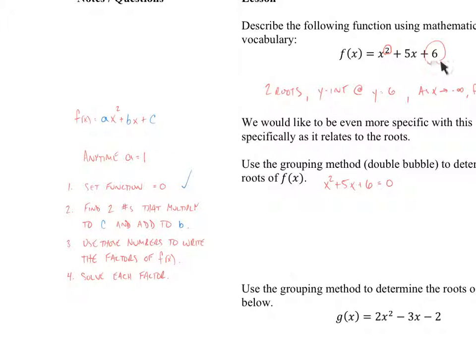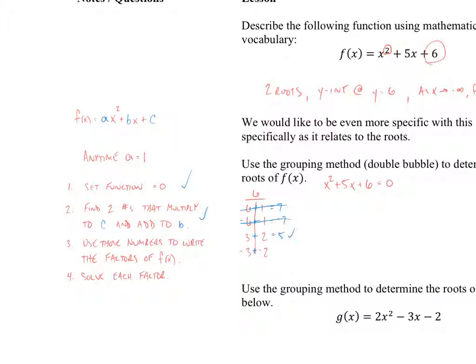Step 2 is to find two numbers that multiply to c, which in this function is 6, and that add to b. So what I usually do is I make a list of all the numbers that I know that multiply to 6. That could be 6 and 1, negative 6 and negative 1, 3 and 2, or negative 3 and negative 2. But what I want to find out now is which of these pairs, if I add them, will also give me 5. 6 plus 1 is 7. That's out. Negative 6 plus negative 1 is negative 7. That's out. 3 plus 2 is 5. That's the one I want. So I've found two numbers that multiply to c and add to b, and those numbers are 3 and 2.